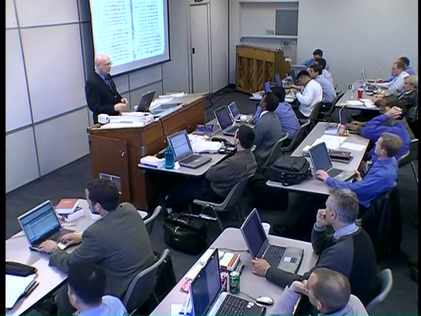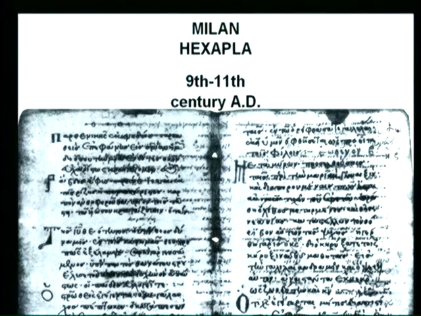Okay, this is the example of the Hexapla in what has been a palimpsest manuscript. Palimpsest means it's written again. It's been scraped and then written over the top of. So you see here various scripts down in the margin.